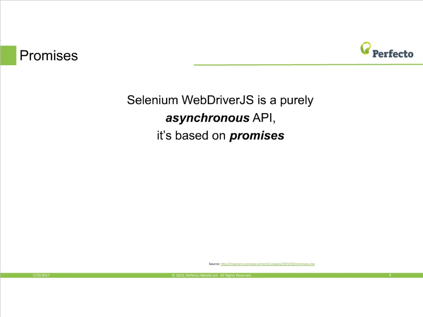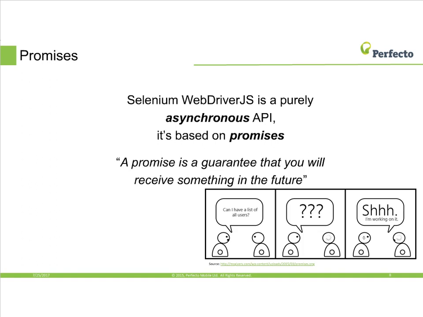Yeah, I'm going to start talking about promises. Well, everybody, welcome. If you now look at automation and we look at JavaScript and compare it to Java, we see that the Selenium WebDriver JS is a purely asynchronous API. It's based on promises. And what do we do with promises? I don't know if a lot of people have experience with them, but what is a promise? A promise is a guarantee that you will receive something in the future. Just look at the puppets below.